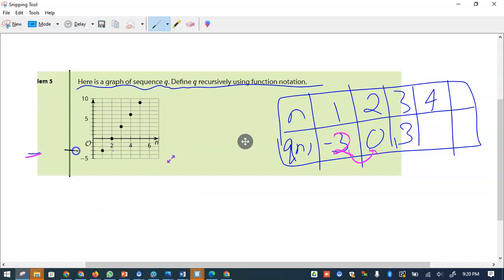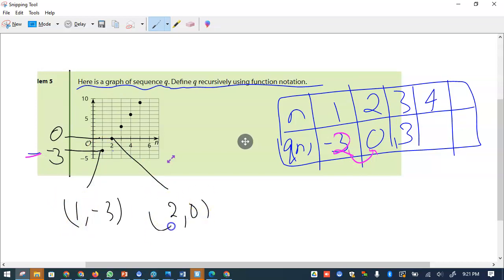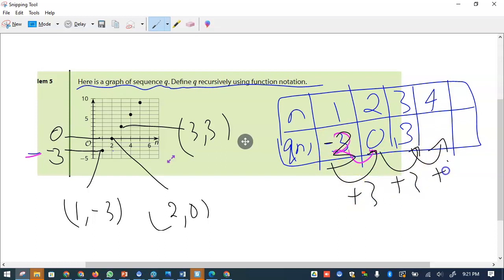So this number is, because this is 0, so this is -3. This number is 1 and -3. This number is 2 is 0. This number is 3 is 3. So every time you see it starts with -3, and you go on adding +3, +3, +3, which will be 6. So this is 4 is 6, and this is 5 is 9.